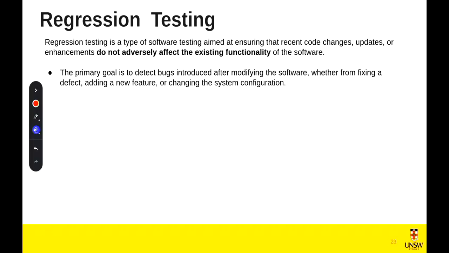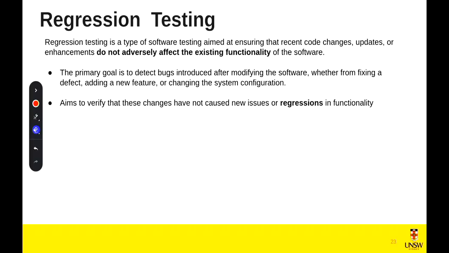So regression testing is defined according to this aim or this goal. We don't want the updates or modifications of the code to affect our existing, already working code. Because we don't want the changes to introduce new issues or regressions in functionality, this is called regression testing. So this is why it is named regression testing.